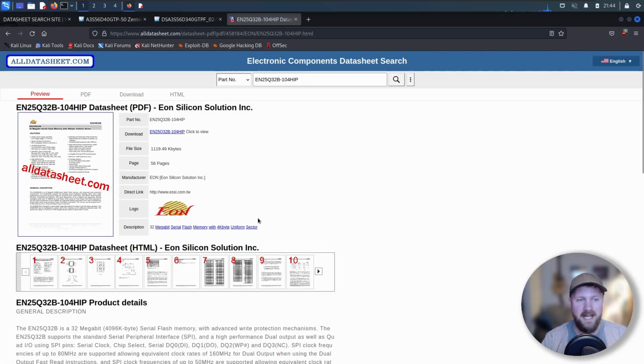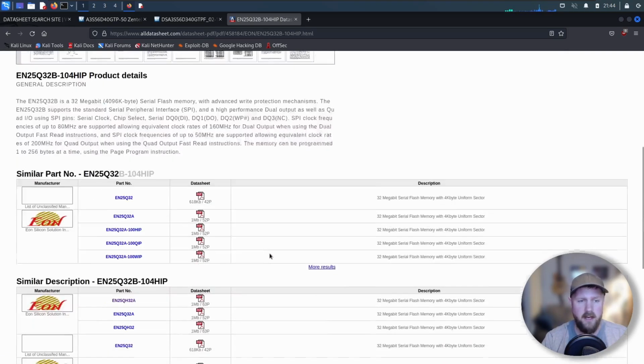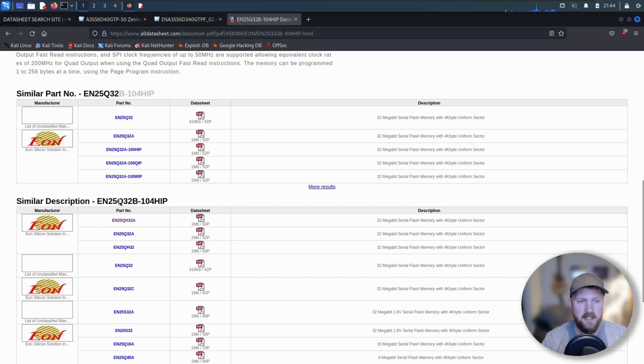Okay, so it looks like that CF Eon is part of this Eon Silicon Solution Inc. And if we scroll down here, we've got this one that's pretty much the whole part number of that right here. And I'm going to take a look at the data sheet for it.